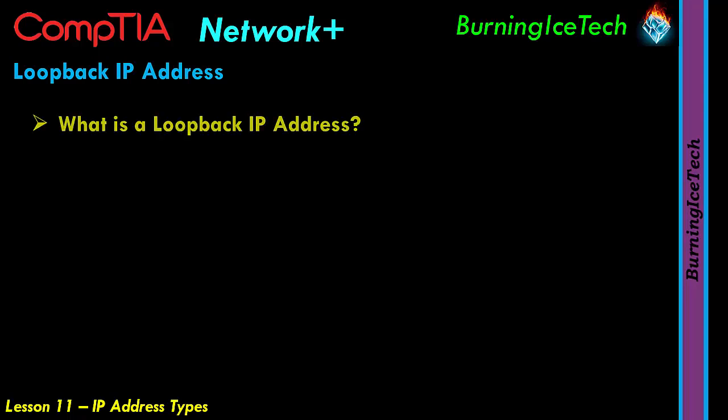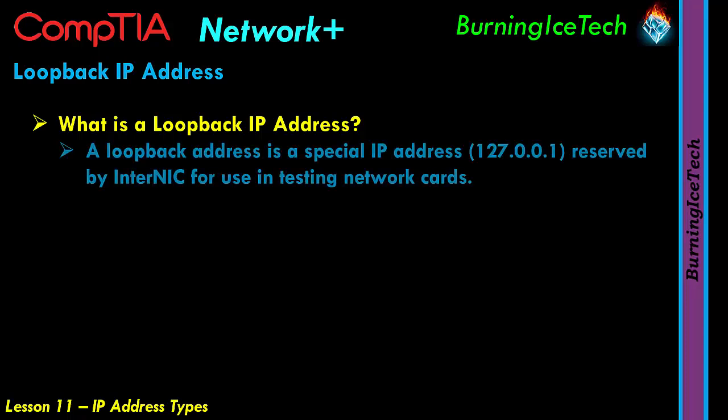So, what is a Loopback IP address, you ask? Well, folks, a Loopback IP address is a special IP address. It's 127.0.0.1. It is reserved by InterNIC for use in testing network cards. It's not going to have any other variations. It will always be 127.0.0.1. That is a special kind of IP address we use.